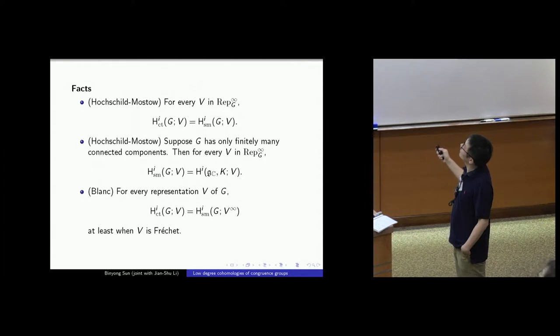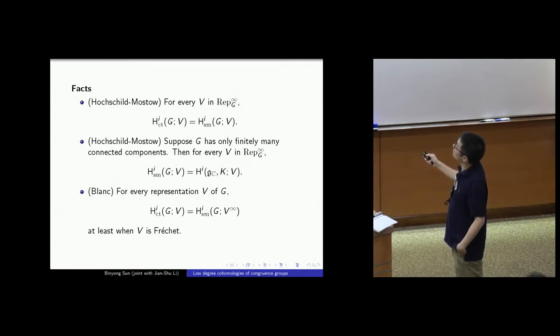Now suppose G has only finitely many connected components. Then for every smooth representation, the smooth cohomology actually equals the usual relative algebraic cohomology. Here K is a maximal compact subgroup of G. And the continuous cohomology equals the smooth cohomology of the smoothing V infinity. This means the representation of the smooth vectors in V. This equality holds at least when V is a Fréchet space. Casselman proves this when V is a Fréchet space.